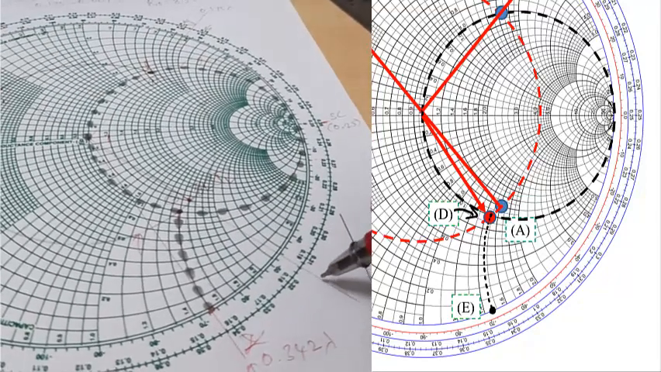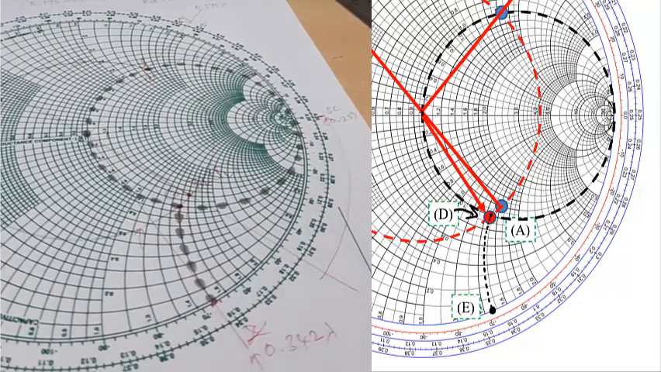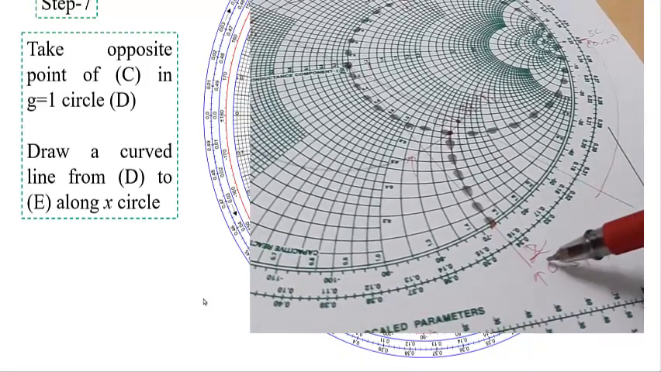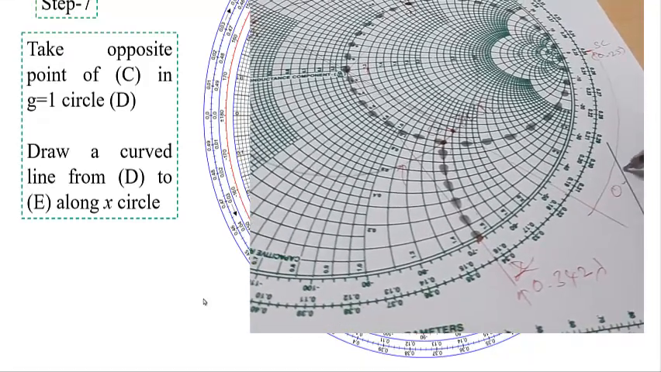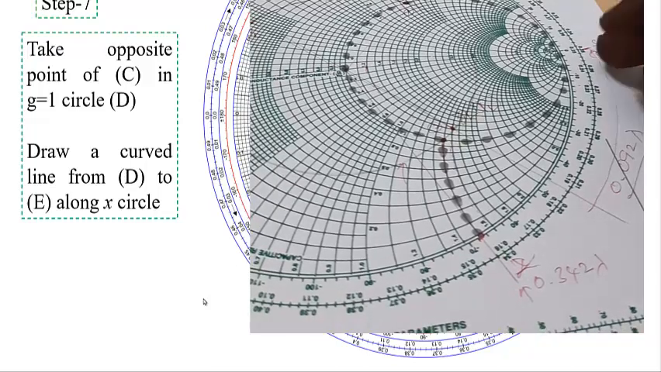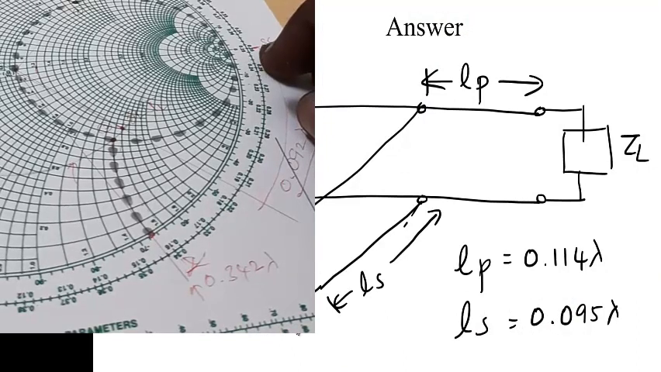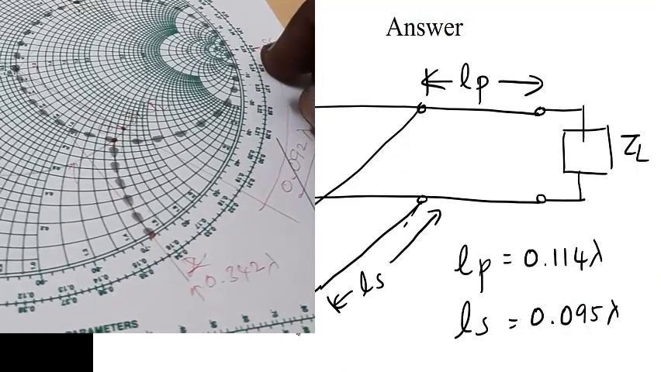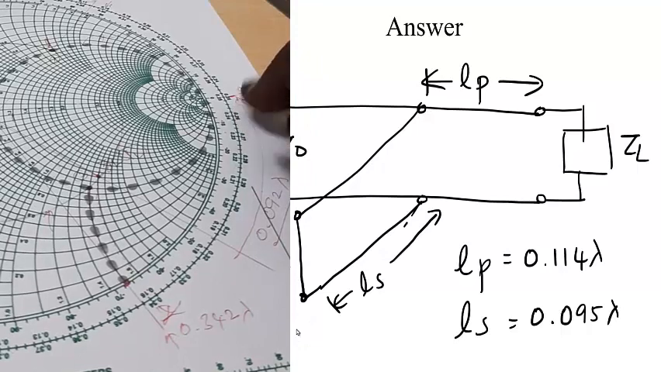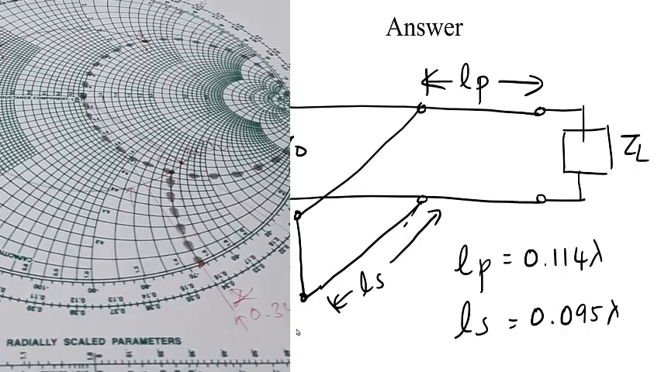So from here to here this value is 0.092 lambda. So this is the short circuited stub, and that is the value we have calculated, which is coming approximately as 0.095 lambda, and ultimately this means the LP and LS. This is the value called LS. So I believe you could understand that.